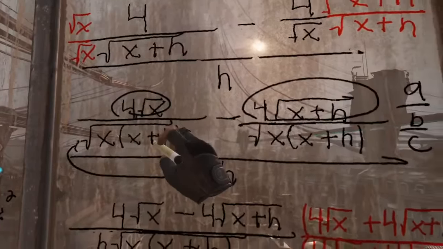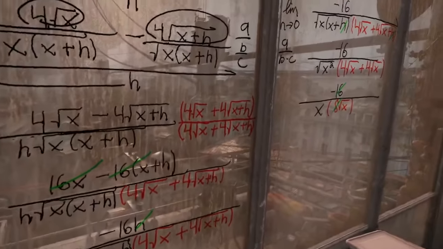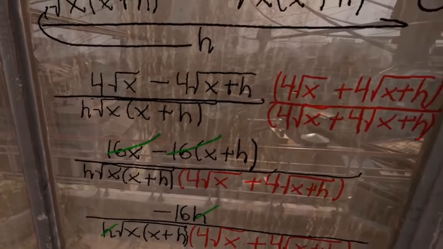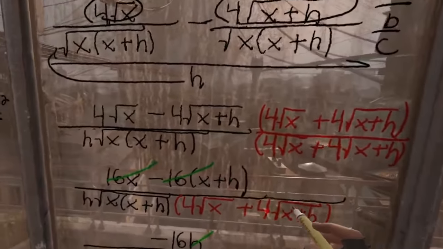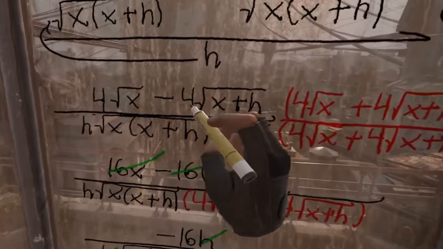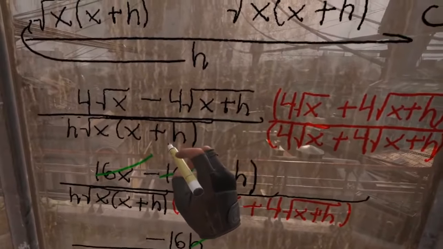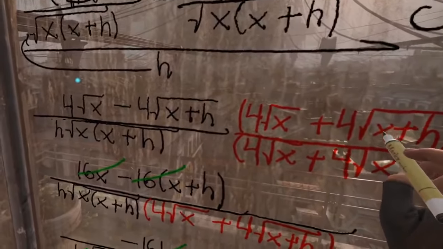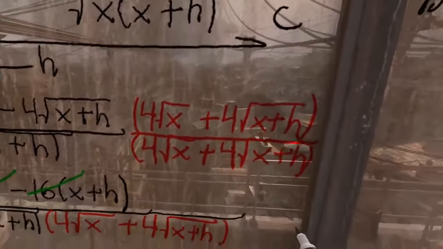So this is a over b times c, right there. Now, we've used the conjugate before, right? Well, not the complex conjugate, but the conjugate. We always use the conjugate to rationalize the denominator. But this time, we're going to rationalize the numerator. And you'll see why in a second.